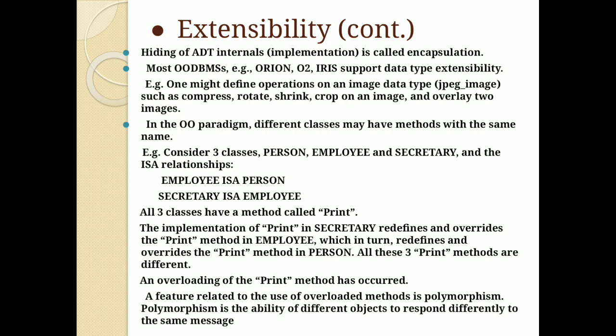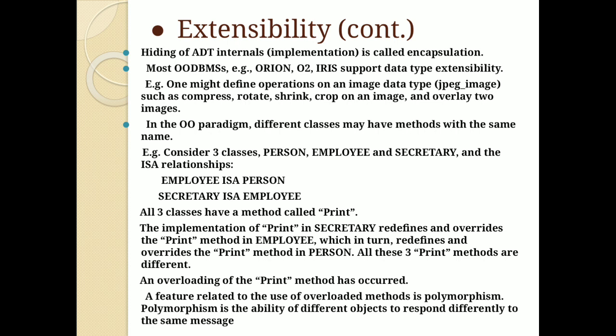Now, extensibility, hiding of abstract data type internally, is called encapsulation. Most object-oriented database management systems support data type extensibility, like one might define operations on an image data type such as compress, rotate, shrink, crop on an image, and overlay two different images.